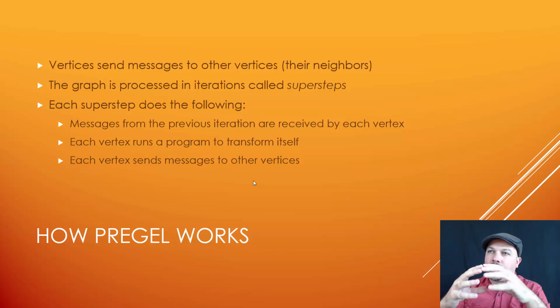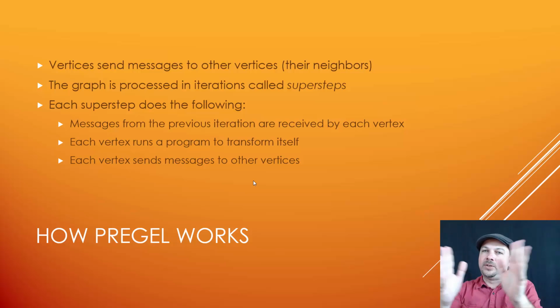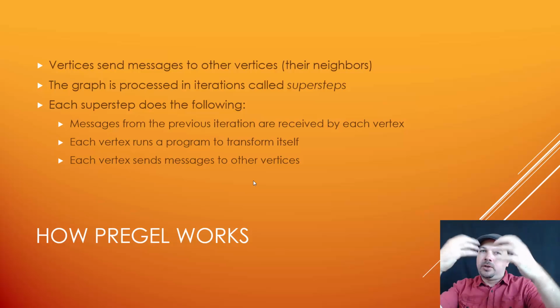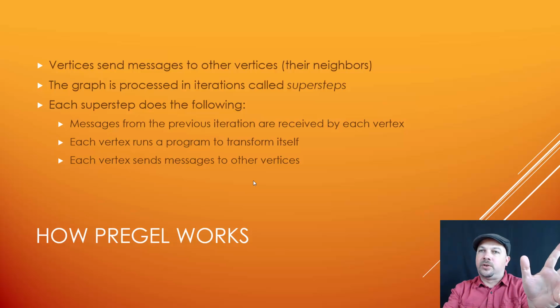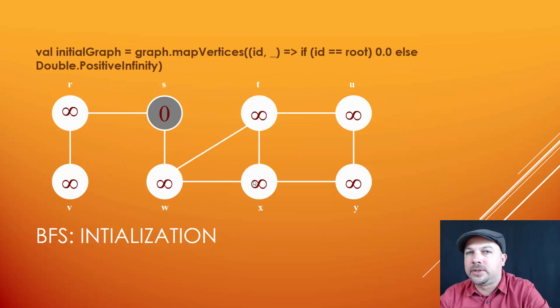Each vertex can then run a program to transform itself, and then each vertex can send messages to other vertices for the next stage, for the next superstep. So basically, a superstep consists of receiving messages from other vertices, doing some sort of processing on the vertex, and then sending out messages to new vertices. And it does this over and over again until you say you're done. So how do we apply this to breadth first search?